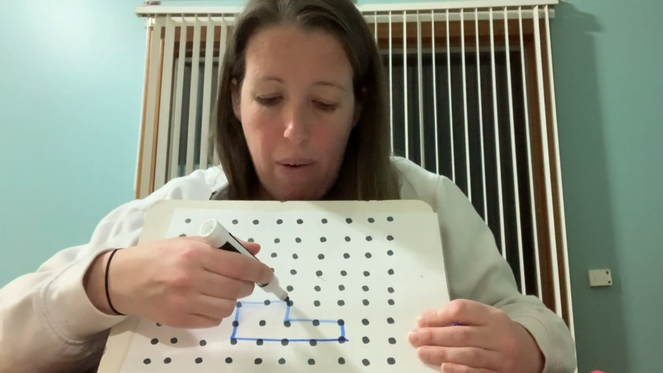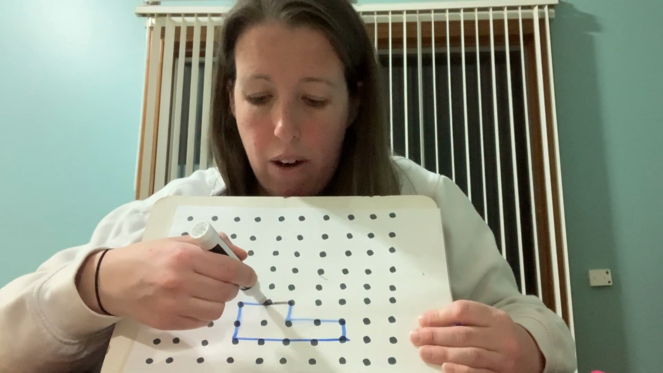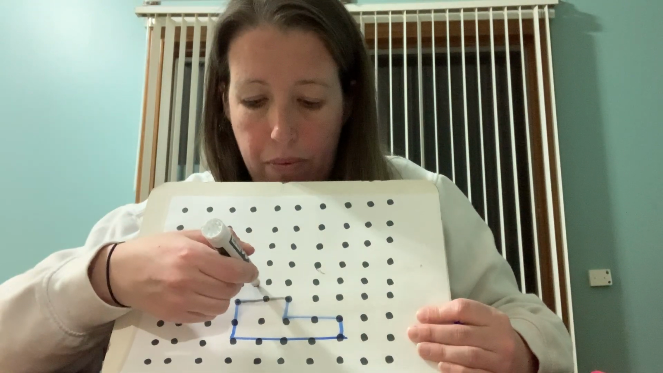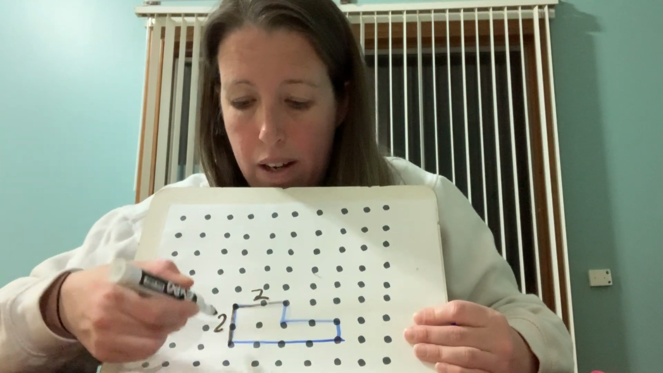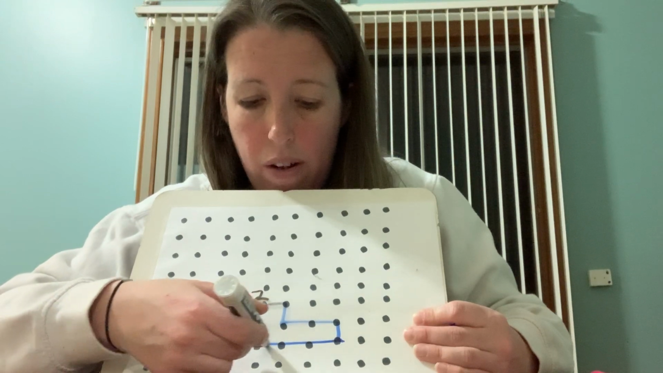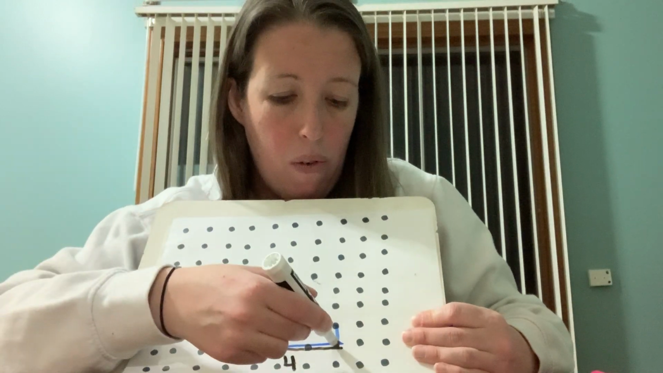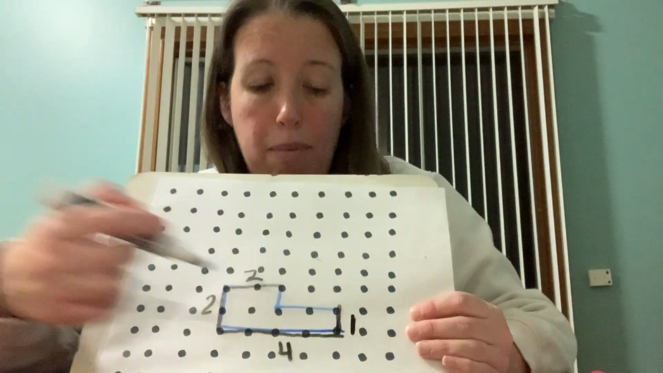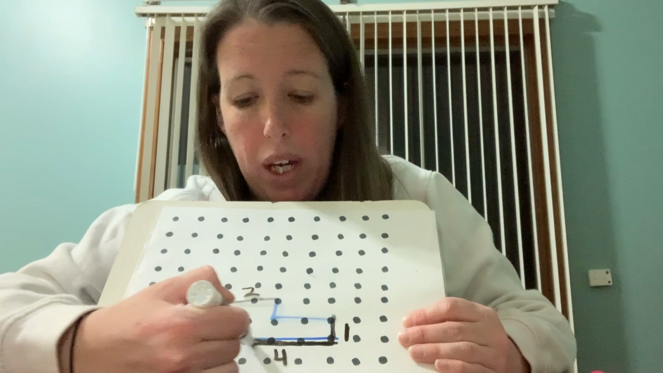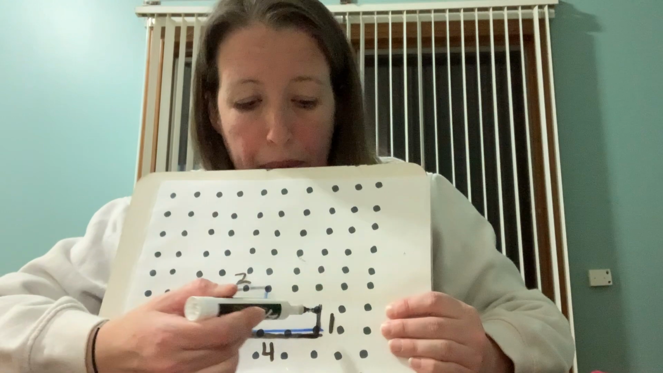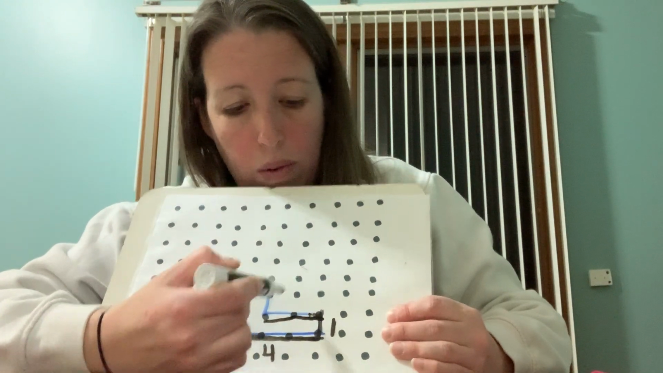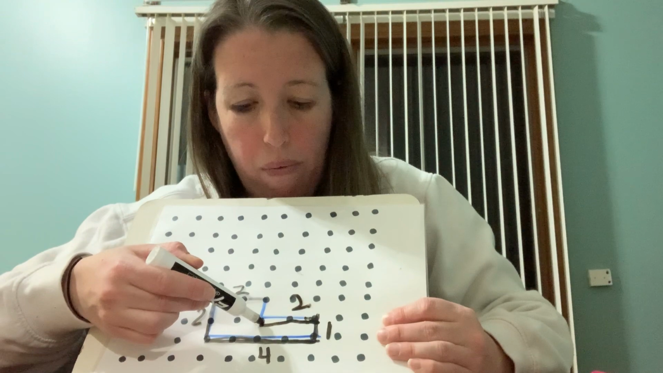So first, let me count this. I have 1 unit here and 2 units here. Then over here I have another 2 units. Then over here I have 1 unit, 2 units, 3 units, 4 units. Over here I just have 1 unit. And I'm not counting the dots, I'm counting the spaces in between, the distance between the dots. Now when I come over here of my shape, I'm going to have 1 unit, 2 units, and then up here, 1 unit.